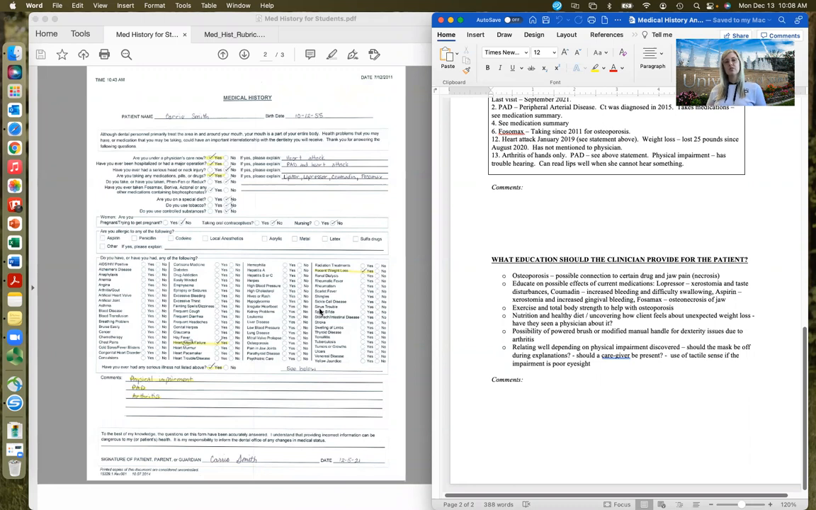Again, the patient has osteoporosis, so talk to them throughout the appointment about exercise, about increasing total body strength, which helps with their bone level, with the solidity of their bone, and with the calcification of their bone. We need to give some sort of education on nutrition, okay, and a healthy diet.